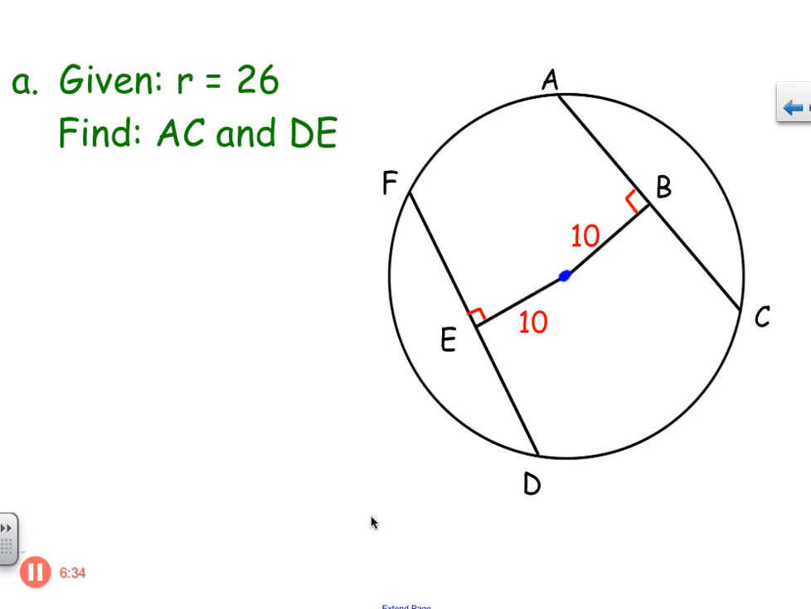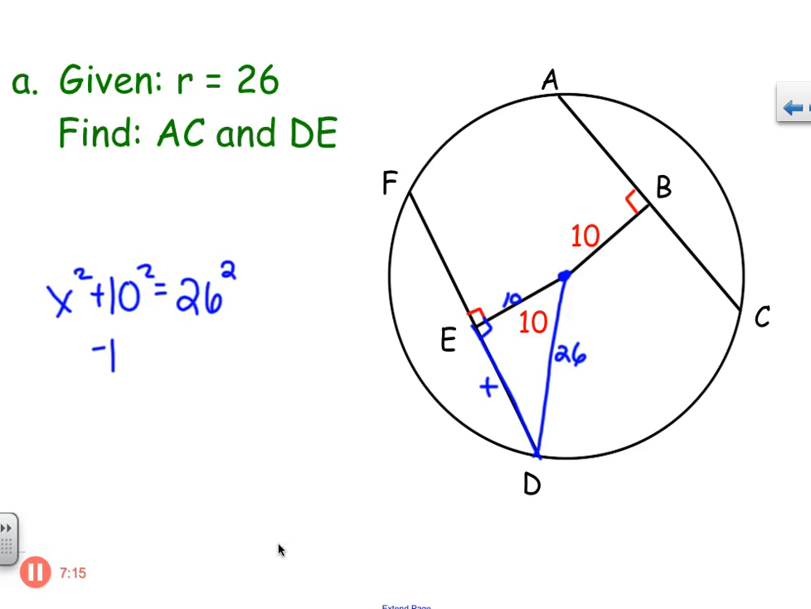Okay, so first off, let's look for DE first. If I draw a radius and connect it at point D, I formed a right triangle, and I know the radius is 26. So this line that I drew is going to be 26. So I can find ED by using the Pythagorean theorem, because this length right here was 10. So I can say x squared plus 10 squared is going to equal my hypotenuse of 26 squared.